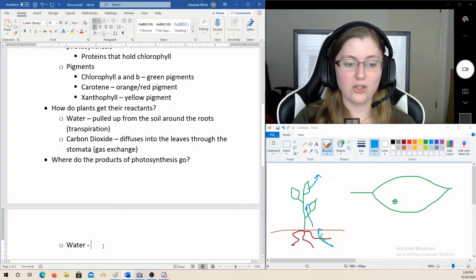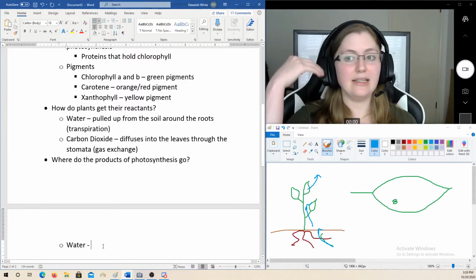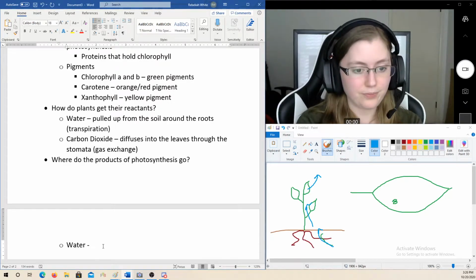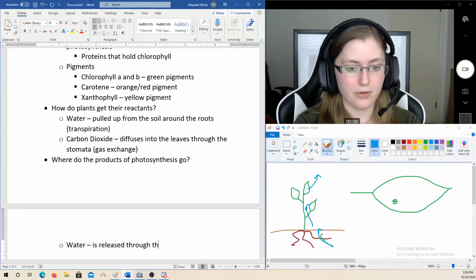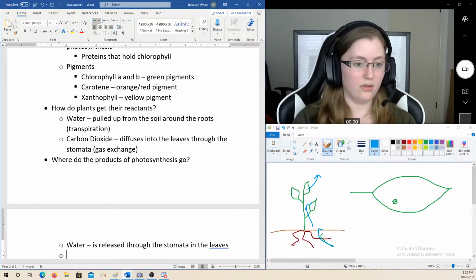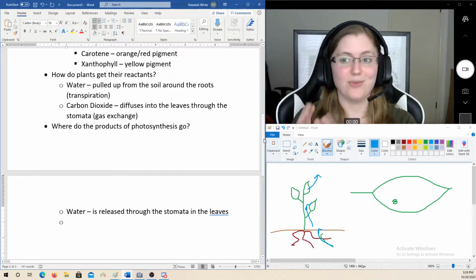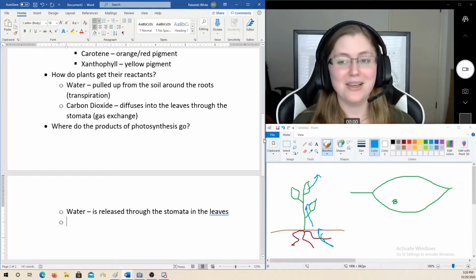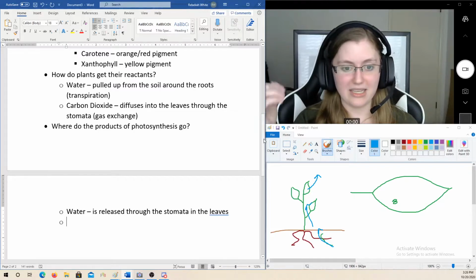This is the process called transpiration. The water is pulled up through the roots, and then it exits through the leaves, through the stomata in the form of water vapor. So water is released through the stomata in the leaves. Okay, so if you actually were to measure the humidity directly next to a plant and then about 10 feet away from the plant, you would see different measurements because plants are constantly going to be pulling water up and letting it out through their leaves.